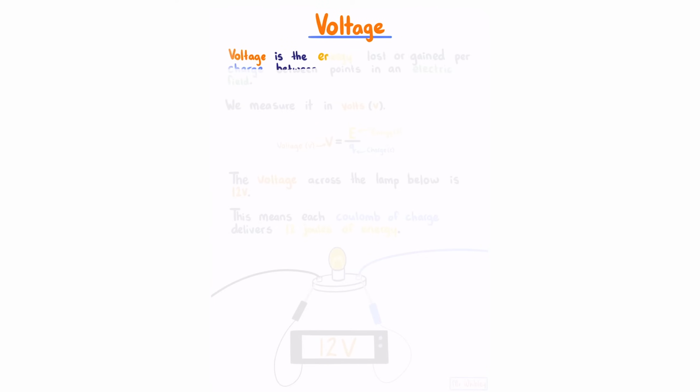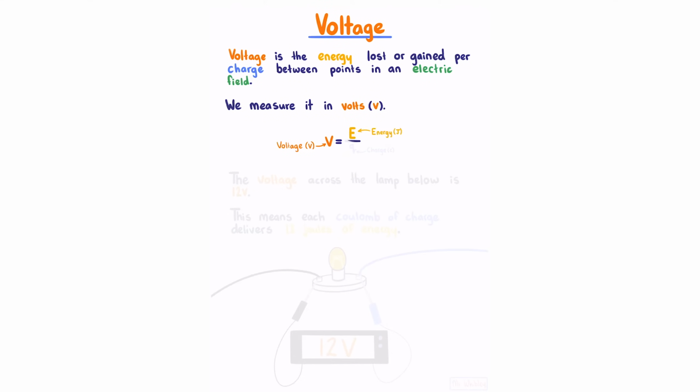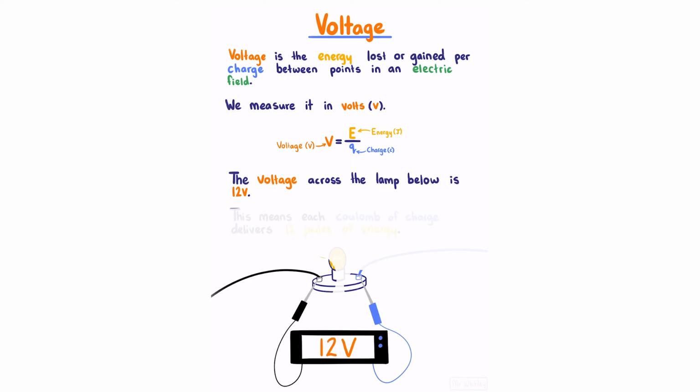Voltage. Voltage is the energy lost or gained per charge between points in an electric field. We measure it in volts. As an equation, our voltage is equal to the energy divided by the charge. The voltage across the lamp below is 12 volts. This means each coulomb of charge delivers 12 joules of energy.